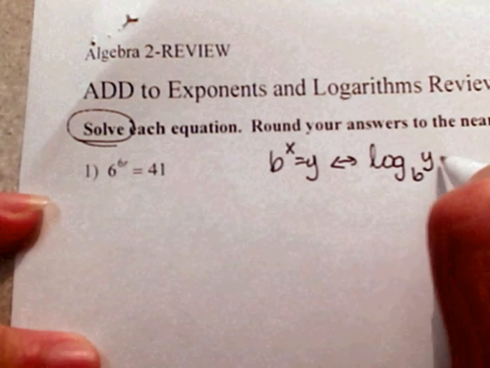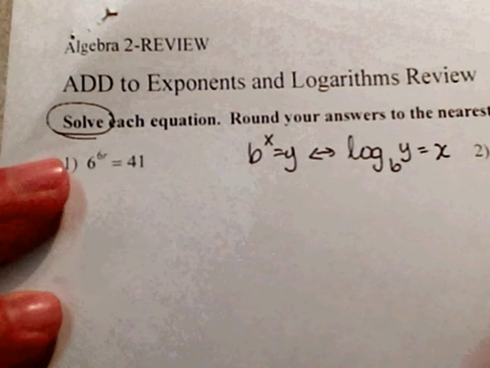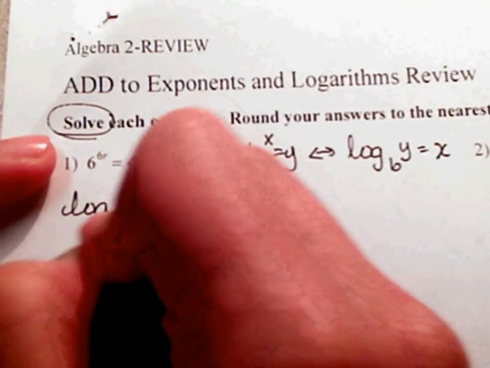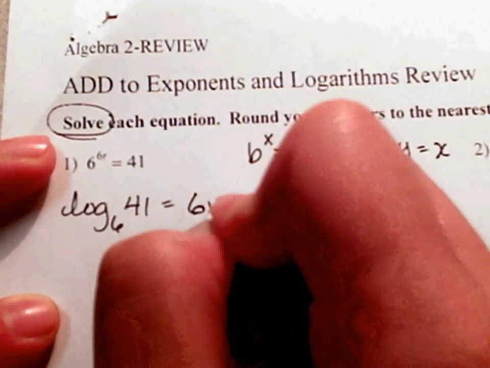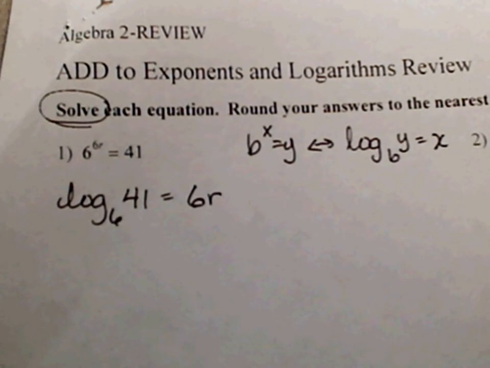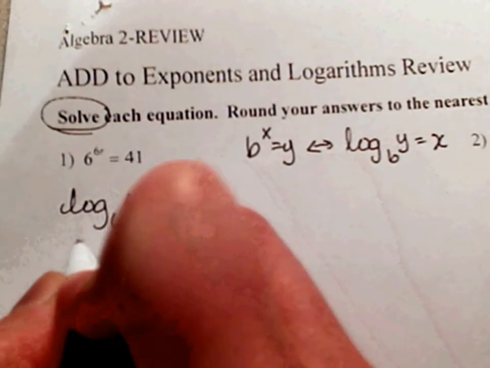All right, so here's my base. So I'm going to say log base 6 of 41 is equal to 6r. I got rid of my exponents by using logs, okay? And then solve. How do you solve for r? Well, you're going to divide both sides by 6. That cancels, so r is equal to.